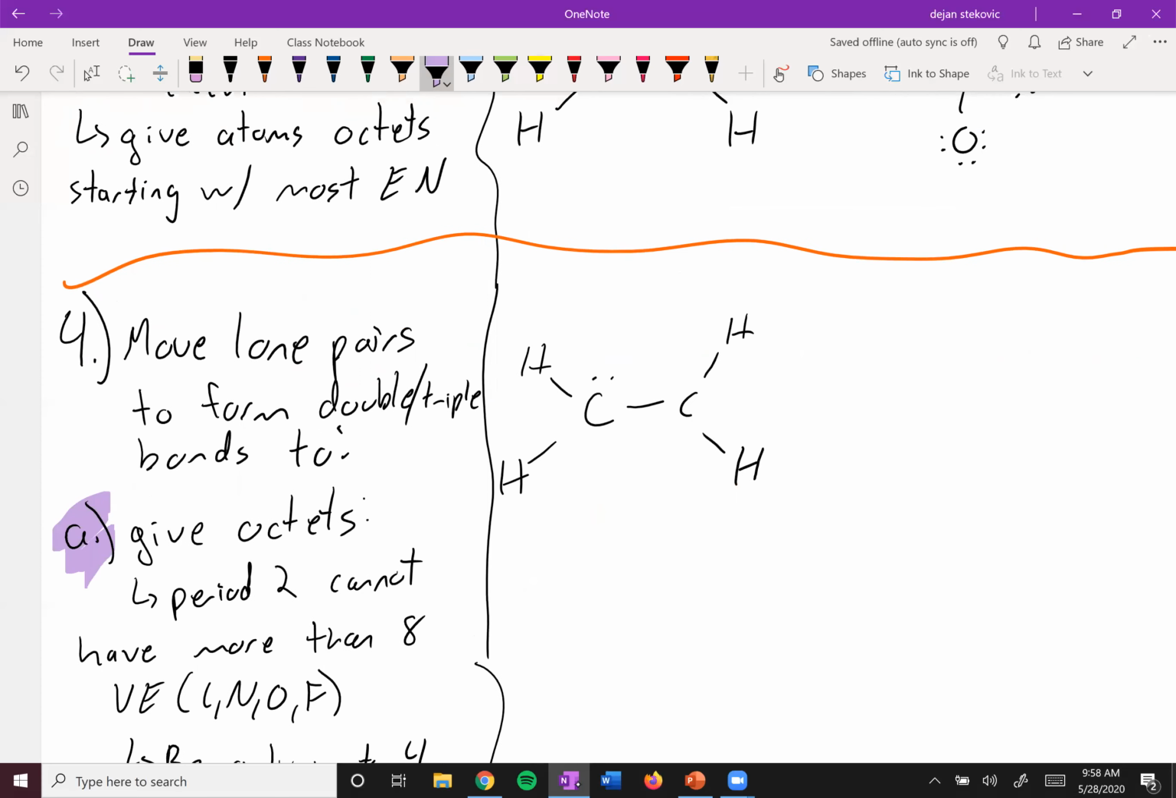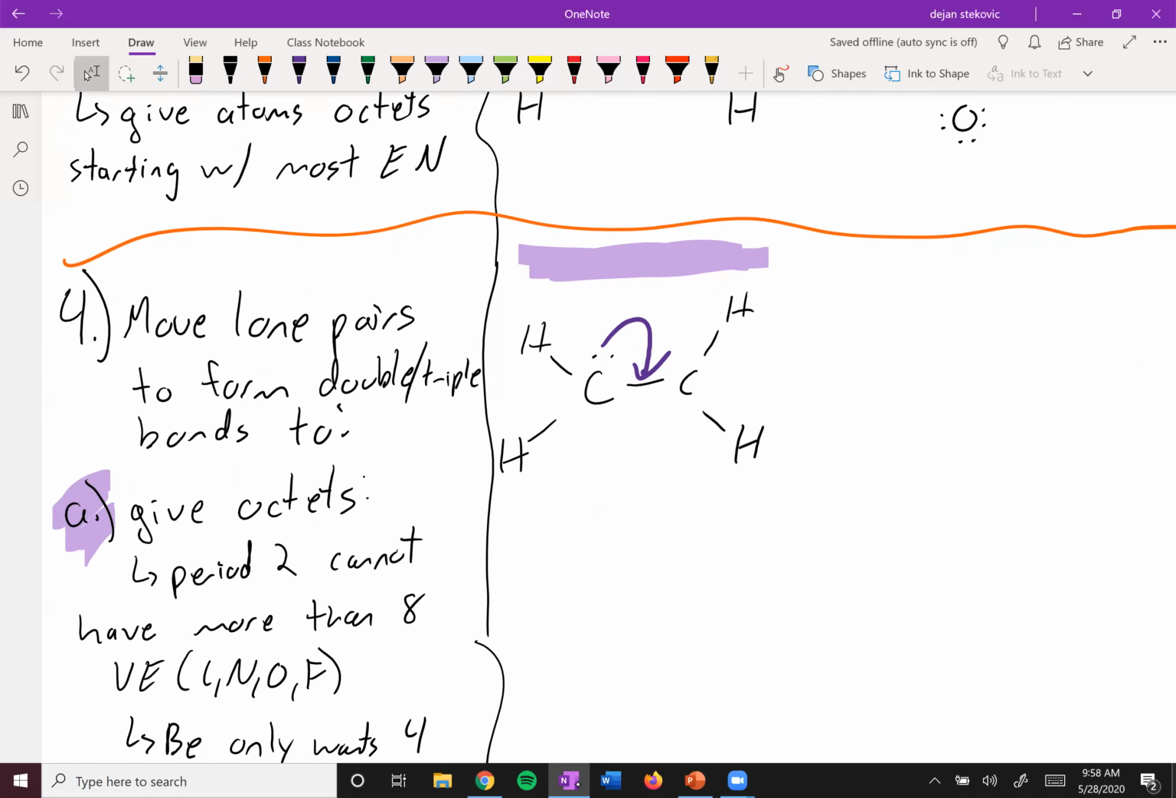Color this in purple, so we'll demonstrate doing this over here. And so we're going to move these lone pairs to form a bond here. And so at that point, we're done, right? Everything has an octet. The two carbons have an octet, so they're happy. And then the hydrogens have an octet, so they're happy.